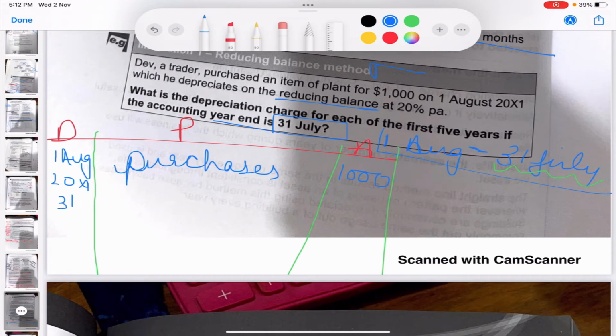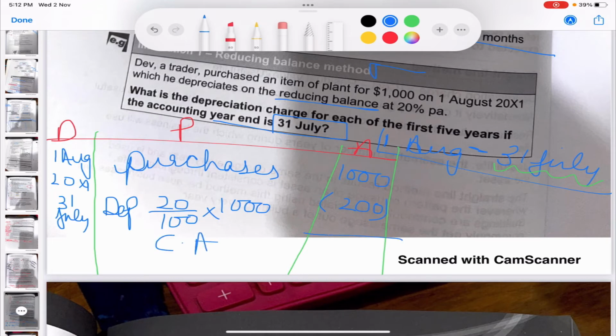So on 31st July, we have depreciation, which is 20% of 1000. What is 20% of 1000? 200. So 1000 minus 200, what would be our carrying amount? Our carrying amount would be 800.